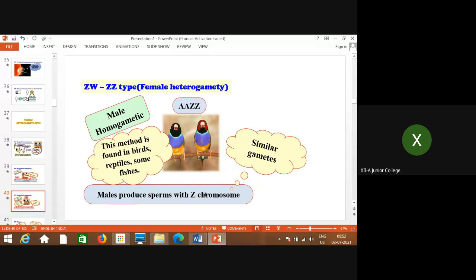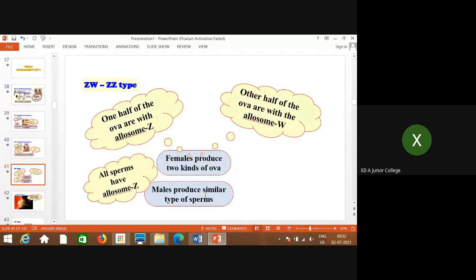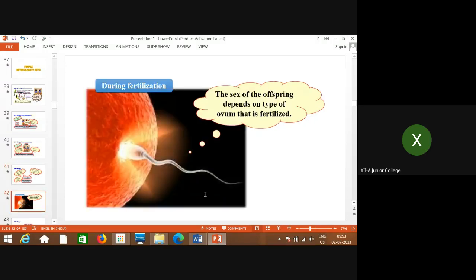Males produce sperms with only one type, similar gametes, that is Z chromosomes. So one half of the ova are with allosome as Z, and the other half of the ova are with allosome as W. But all sperms have allosomes as Z. So females produce two kinds of ova, whereas males produce similar type of sperms. That is, the sex of the offspring depends on the type of the ovum that is fertilized.